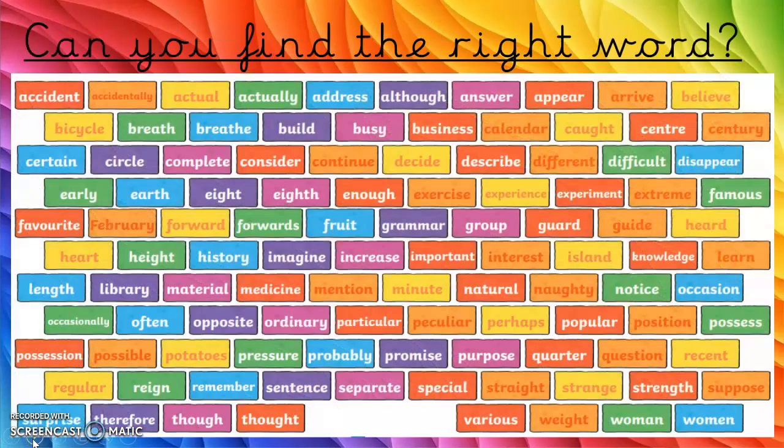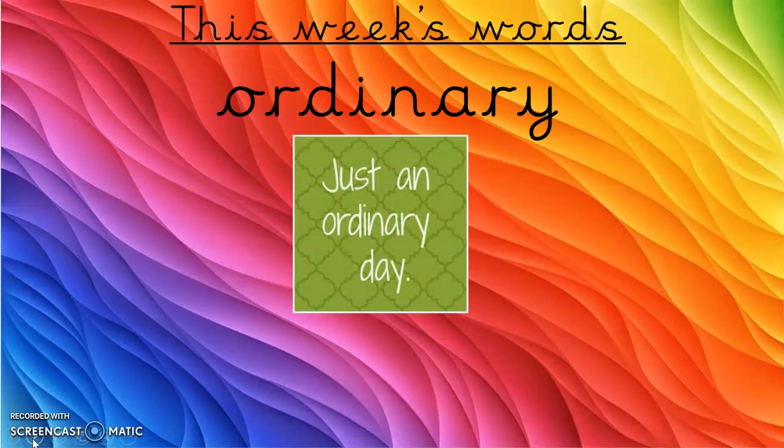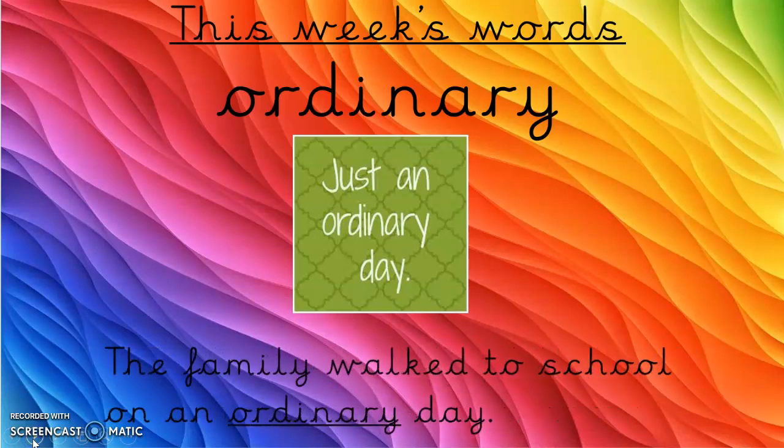Our second word to find, here we go, is ordinary. Can you find it? Yeah, there it is. Easy to find on the mat. Ordinary. So, we've got the arry on the end, which we learnt last week, and the rest of it we can use our sounds for. Or, din, arry. So we've got the or sound, din, as in you're making a din, and arry, just an ordinary day. The family walked to school on an ordinary day. So it means just as normal, nothing special.